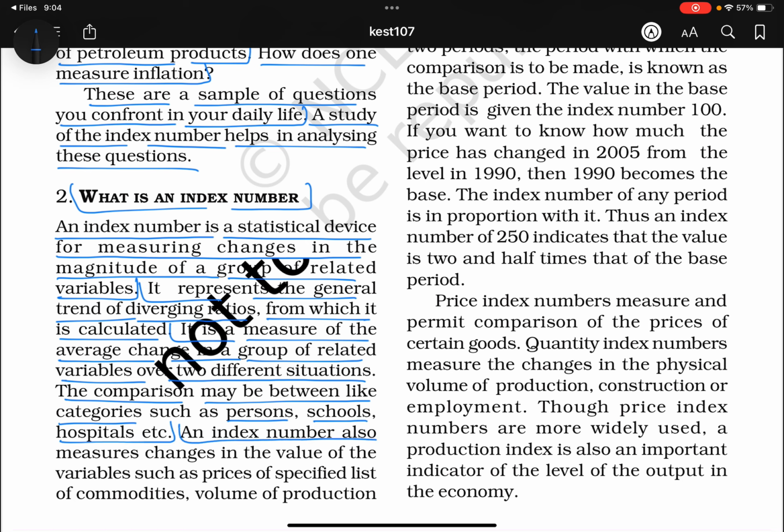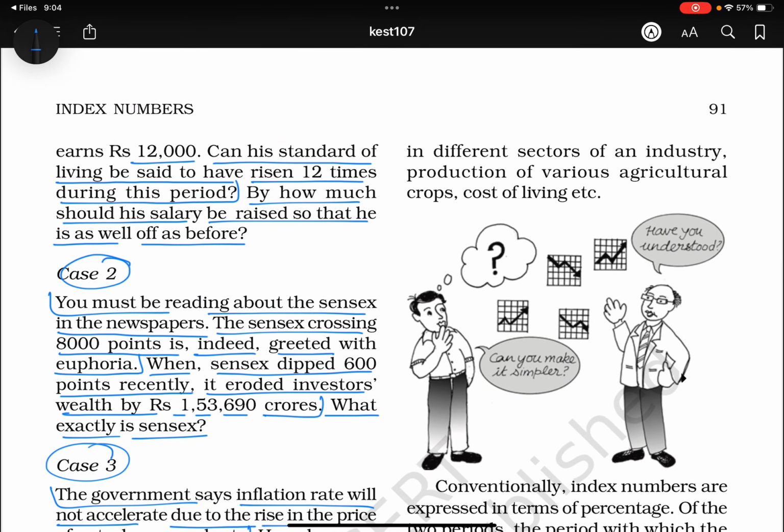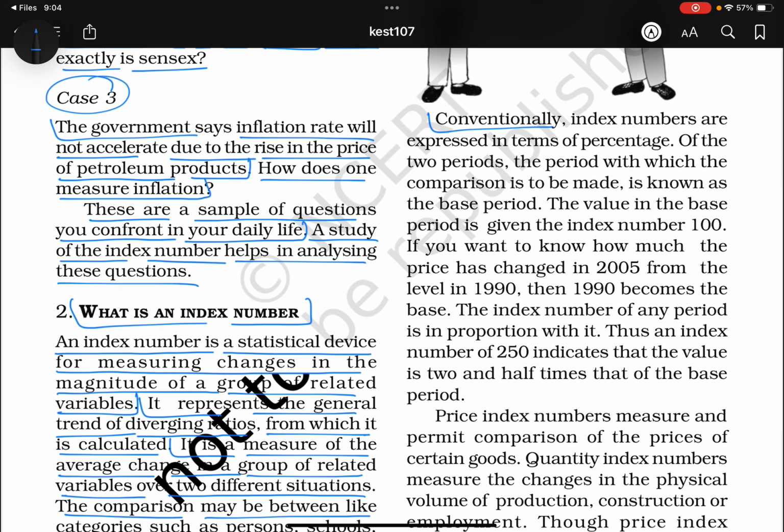An index number also measures changes in the values of variables such as the price of a specified list of commodities, volume of production in different sectors of an industry, production of various agricultural crops, cost of living, etc. Conventionally, index numbers are expressed in terms of percentage of the two periods. The period with which the comparison is to be made is known as the base period.